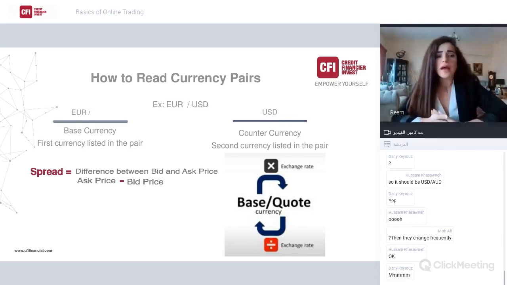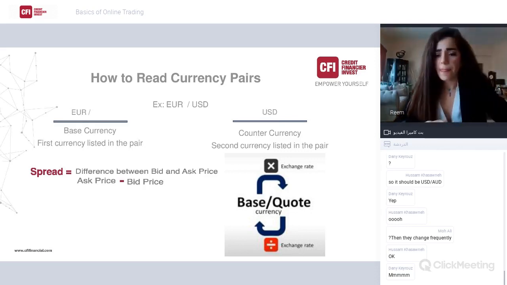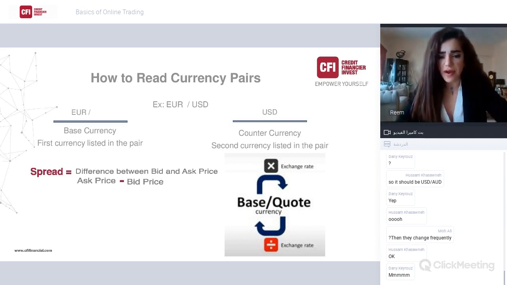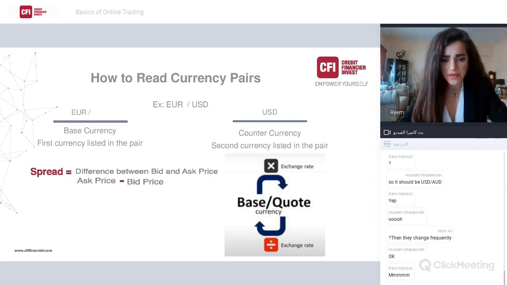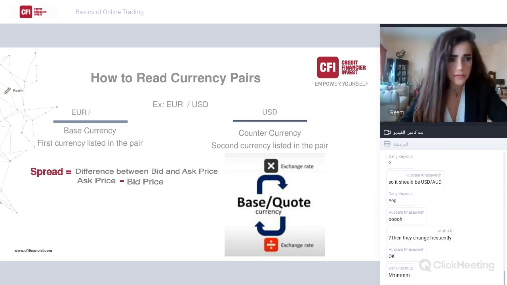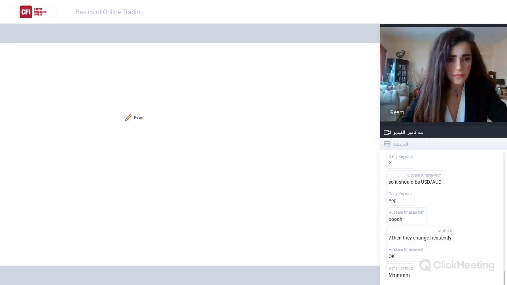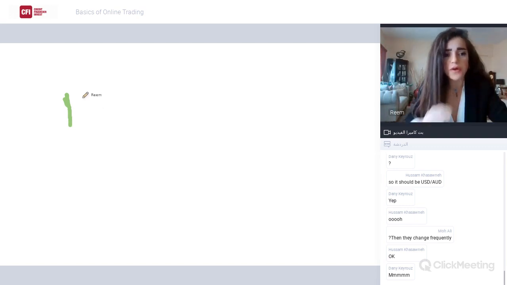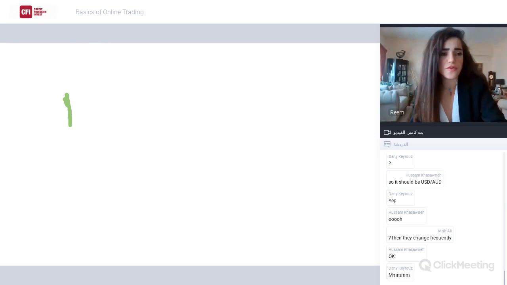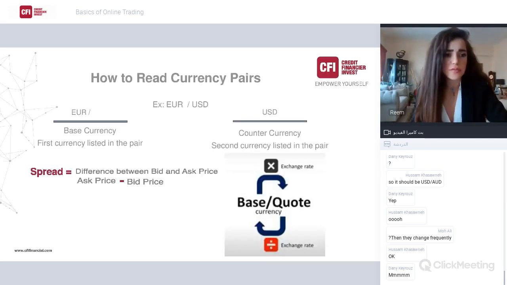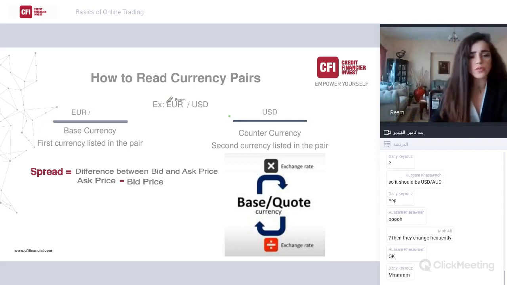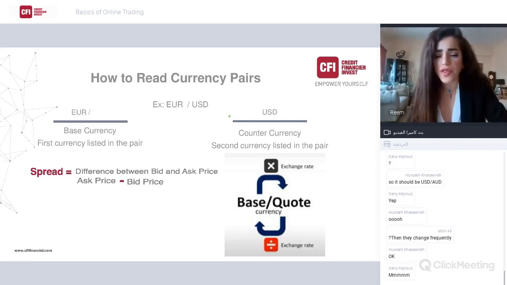Now, another term that we need to learn about, team, since now we know how to read a currency pair. I just want to make sure that I can get a pen so that I can start giving an example. If you guys have the platform in front of you, I'll give you an example in a second. Let me just go back to the presentation so that I tell you what the spread is, and then I'll jump straight into the example.